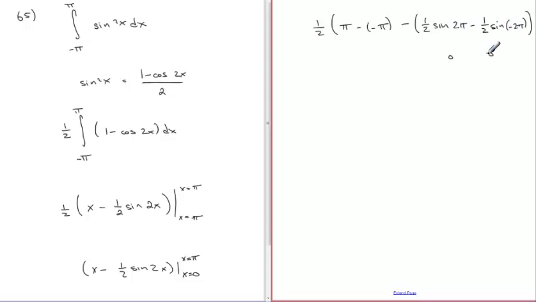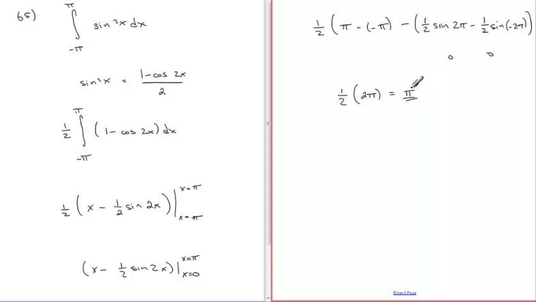And so all we end up with is 1/2 times 2 pi, because we have pi minus a negative pi, which is positive pi. So we get that, and so then you multiply it out. And so the answer, hopefully, is pi, which it is.